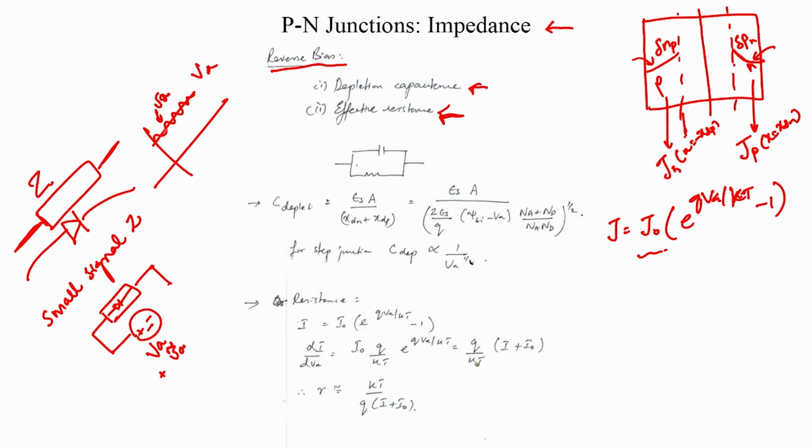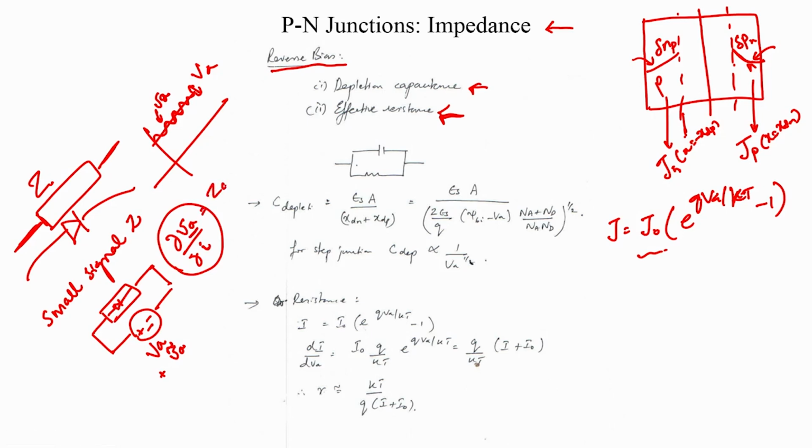And around the small signal behavior you can linearize this device, and therefore the small signal impedance that we are looking for is basically the response of the device to this small signal, which is how does the current through the device vary in correspondence with the applied small signal voltage. So this is the small signal impedance which we are interested in.